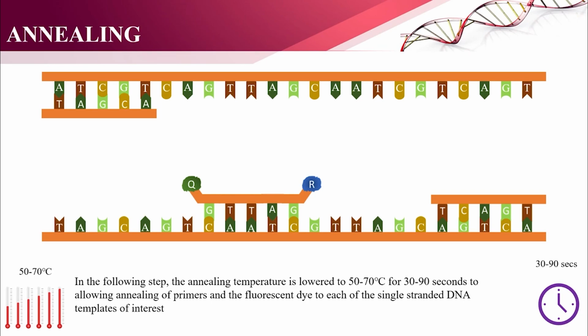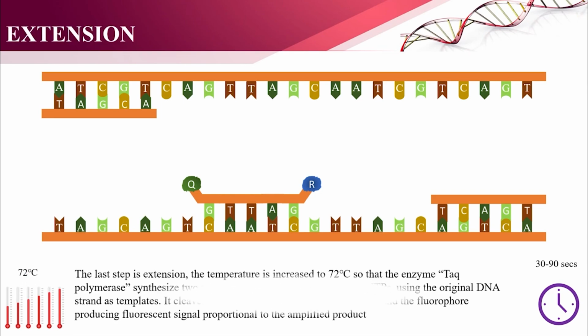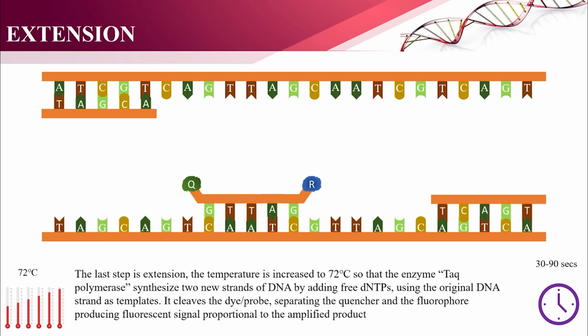During the PCR process, when the probe is cleaved by DNA polymerase, the dye and the quencher separate, allowing the dye to fluoresce. Before that the dye will not fluoresce, but when the probe is cleaved by DNA polymerase, the dye will fluoresce. This increase in fluorescence is proportional to the amount of DNA amplified, enabling real-time quantification. This is the extension step.